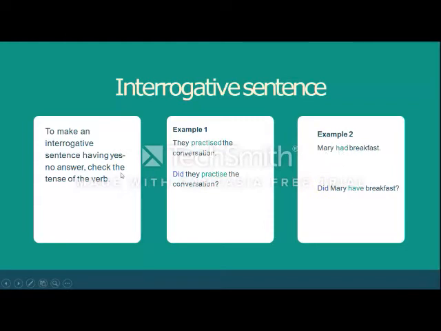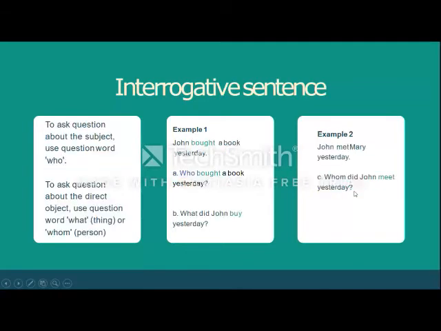So to make it into a yes or no question, we put the same thing, auxiliary did, and then subject Mary, and put had into its bare infinitive have. Breakfast. Did Mary have breakfast? To ask a question about the subject, use a question with who. To ask a question about the direct object, use a question with what for thing or whom for person.